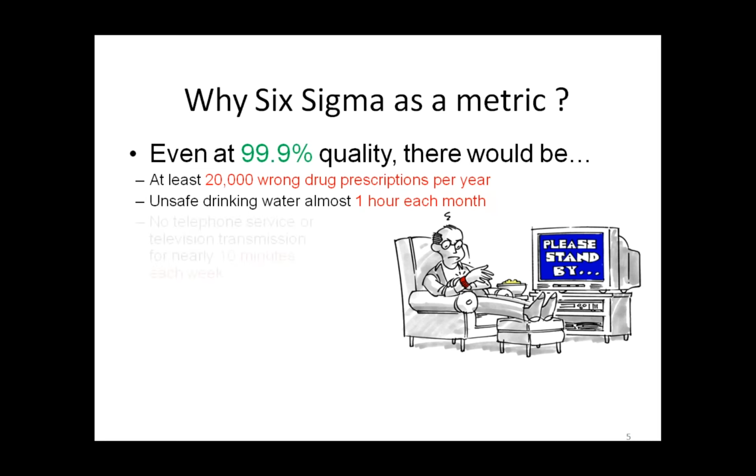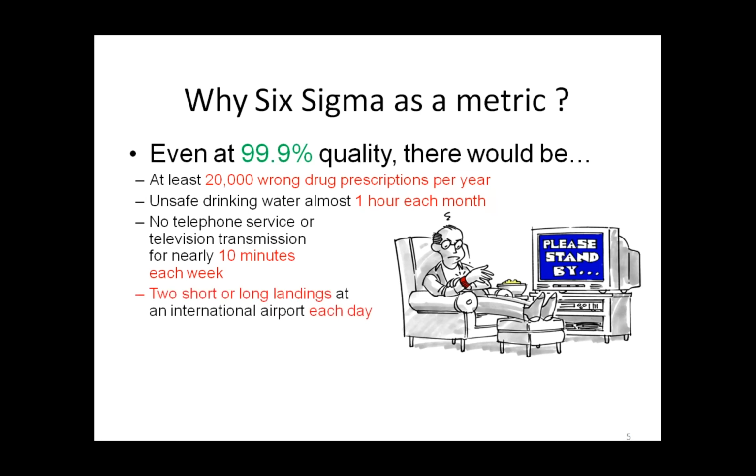There are some more examples just to elaborate on this one. No telephone service or television transmission for nearly 10 minutes each week. That would still be 99.9%, but I'm not sure how many of us would be happy seeing that. Two short or long landings at an international airport each day, which could mean a blunder or an accident. So I'm sure nobody would accept that.